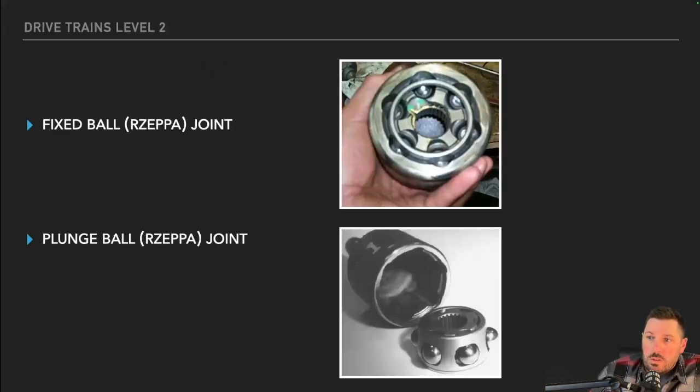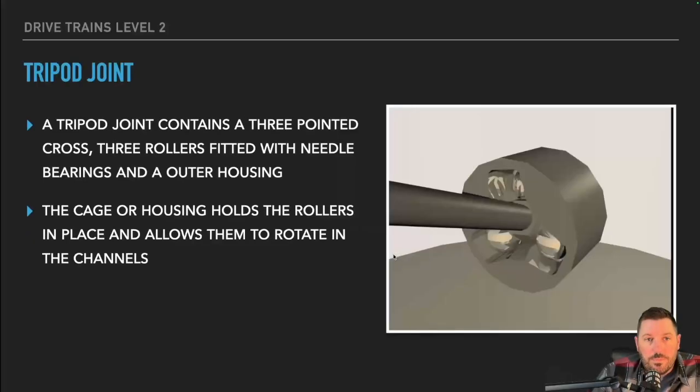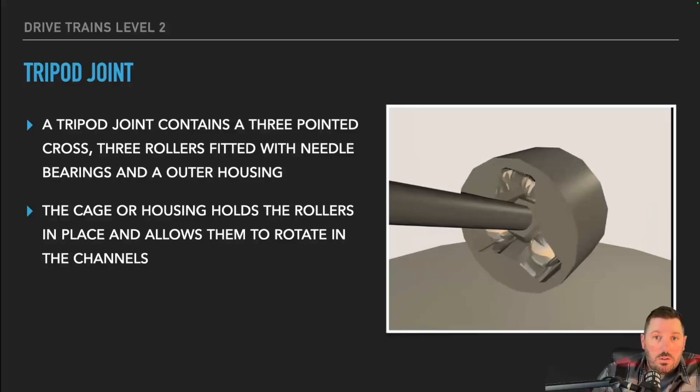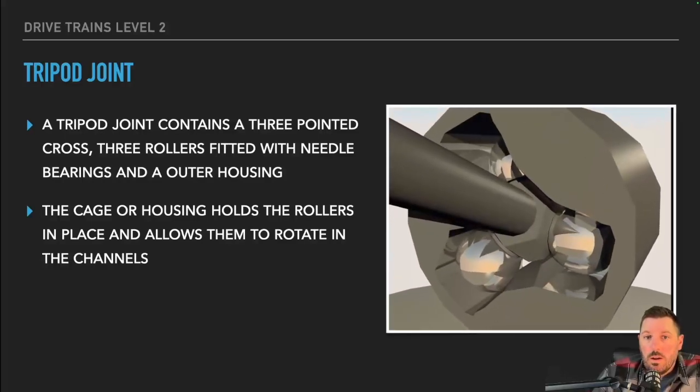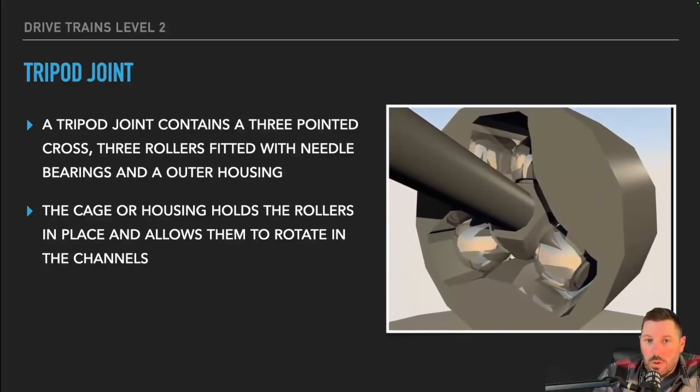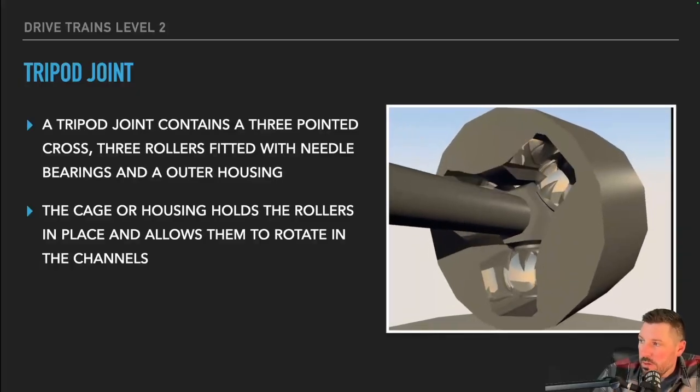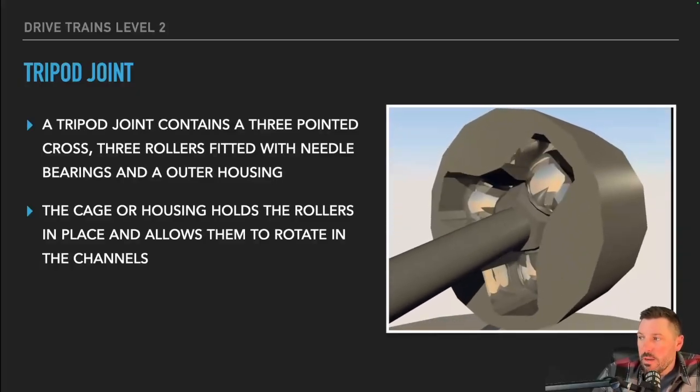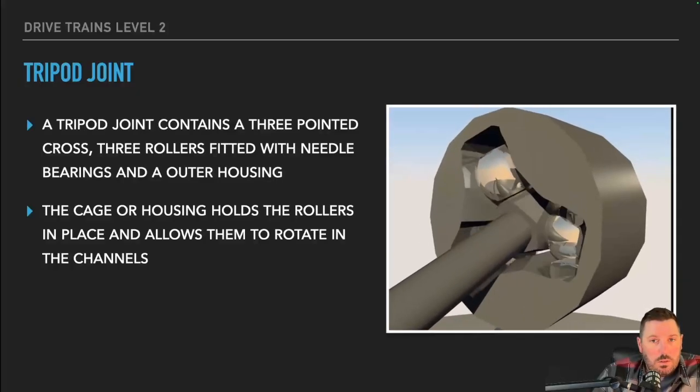There's a fixed Rzeppa joint on the top, and there's a plunge Rzeppa joint on the bottom. You can see the channel it has so that it can move back and forth as it's going around. The tripod joint looks like so. We're going to have that Y or the 3 bearings. There'll be a whole bunch of needle bearings in there that can rotate smoothly as it turns.